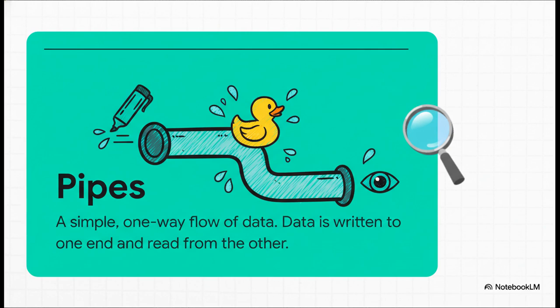First up, we've got pipes. And honestly, the analogy here is just perfect. Imagine a water pipe. You drop a rubber duck in one end and it flows out the other. Data only goes one way, from a writer to a reader. It's simple, it's direct, and it's fantastic for situations where one task is just constantly feeding data to another one.